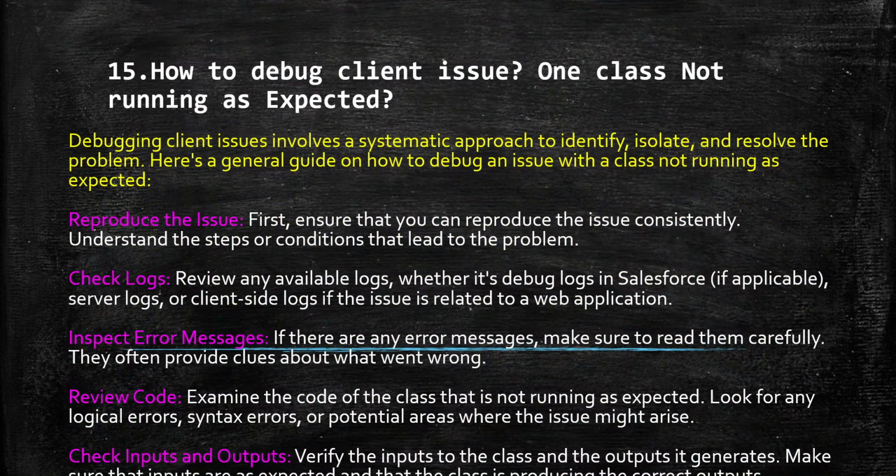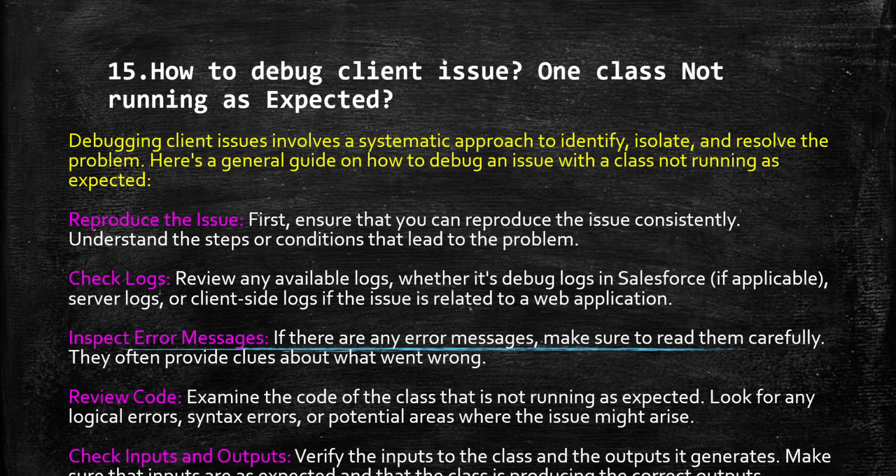Okay, so question 15 is how to debug a client issue, where a class is not running as expected. Debugging a client issue involves a systematic approach to identify, isolate, and resolve the problem. So here is the general guide on how to debug an issue with a class not running as expected. Reproduce the issue. Firstly, ensure that you can reproduce the issue consistently, and understand the steps or conditions that lead to the problem. After that, check the logs: review any available logs, whether it is the debug log in Salesforce if applicable, server logs, or client side logs if the issue is related to the web application.